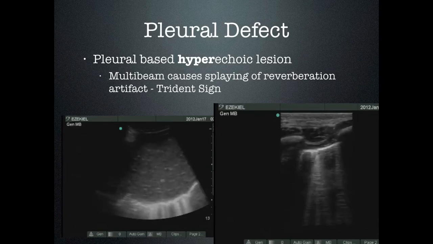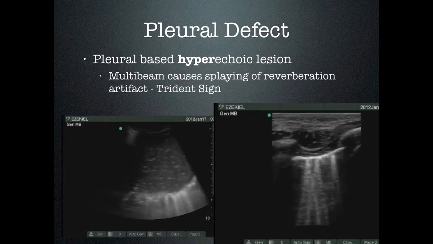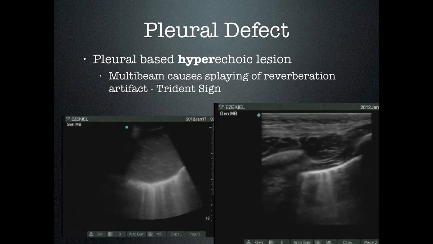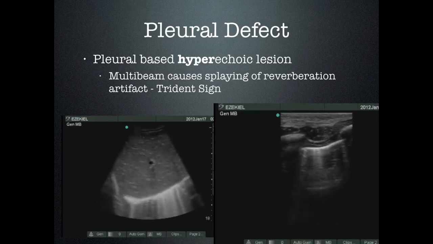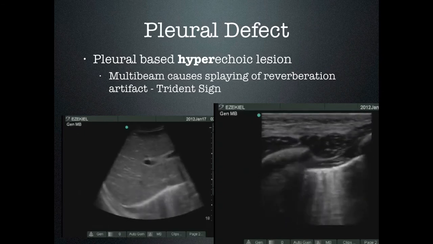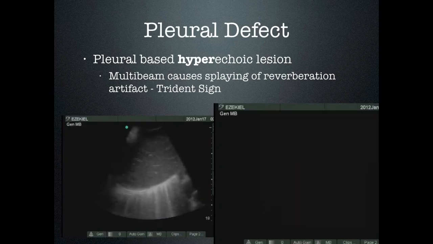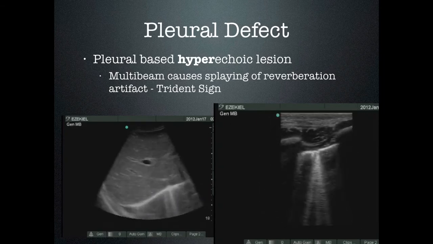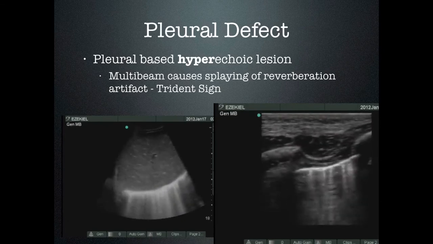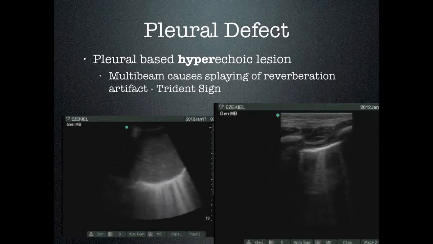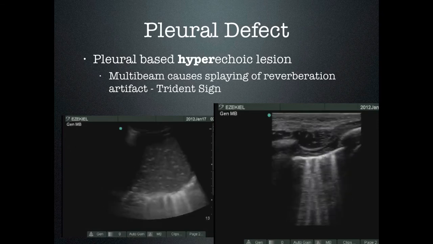In this case, this is miliary TB. Since it's miliary, you can see this on all the pleural surfaces, including the diaphragm surface, as we can see on the image on the left. And for some reason, I don't know why, you cannot see the trident sign with the curvilinear abdominal probe when you're imaging all the way back towards the diaphragm through the liver. It doesn't look the same, but this is the same patient at the same time, and this is miliary TB.